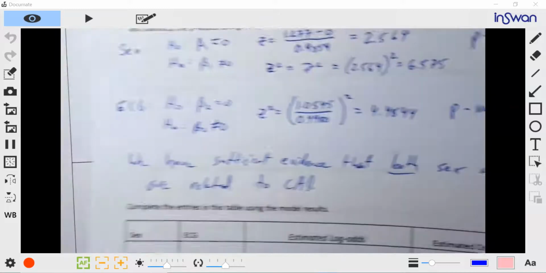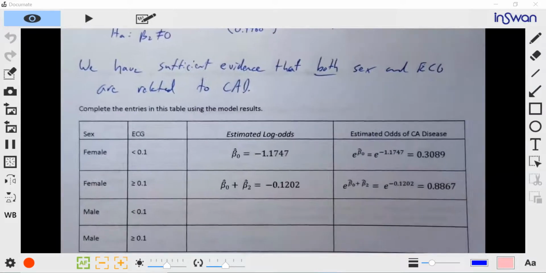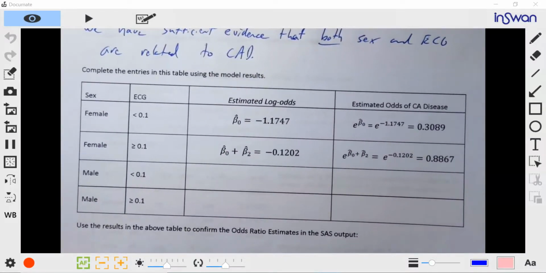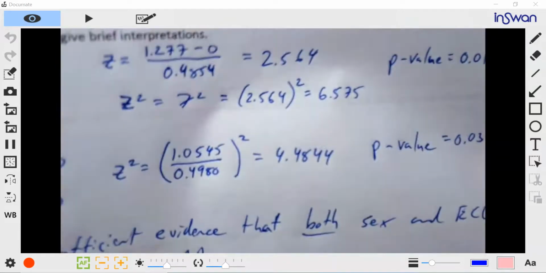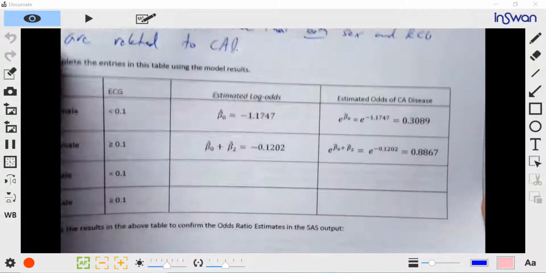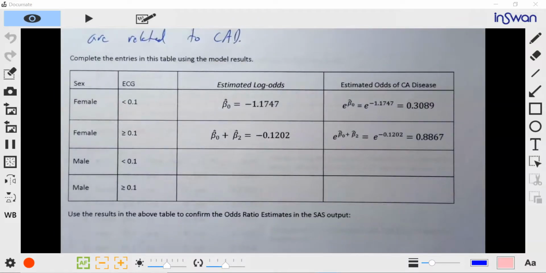So now, this is a similar table that we looked at before. Let's complete the entries in this table using the model results. So we did this before at the population level, right? But now let's see what our estimates of those log odds and odds are.